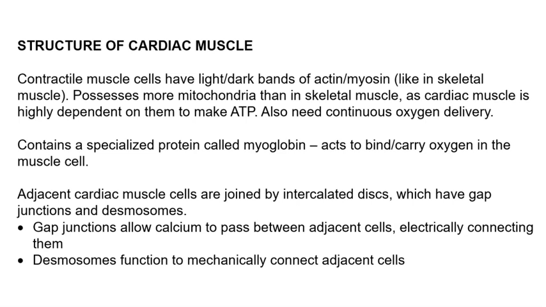Contractile cardiac muscle cells have light and dark bands of actin and myosin proteins, just like in skeletal muscle cells. It possesses higher numbers of mitochondria than in skeletal muscle because cardiac muscle is highly dependent on those mitochondria to make ATP. And because of this, cardiac muscle requires continuous oxygen delivery, which explains why even if blood flow is slowed or cut off for a few moments, such as during blockages to coronary circulation, this can lead to damage of the heart muscle tissue.